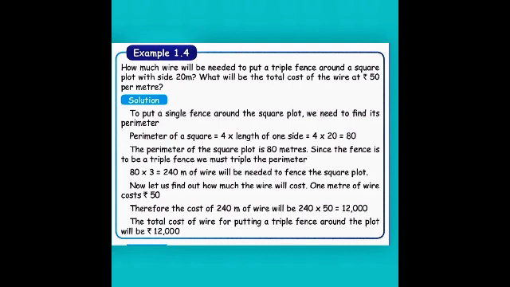Here we first find the perimeter of the square, that is a single fence. We want to fence triple times, so multiplied by 3. Then the cost of 1 meter of wire is given, and we want to find the cost of 240 meters. So rupees 12,000 will be the cost for that fencing.